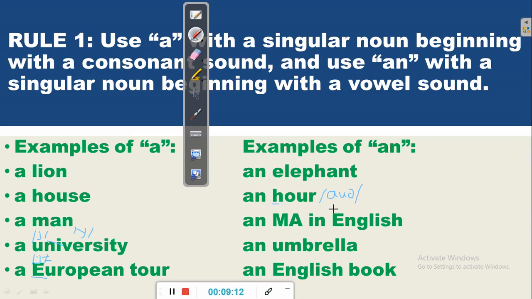So there is a vowel sound here represented by the consonant letter and the vowel letters here. So an hour. You cannot say a hour, because even though we have H here and it is a consonant, the H here merely represents a vowel sound. Then the next one is an MA in English, because we are pronouncing MA as M.